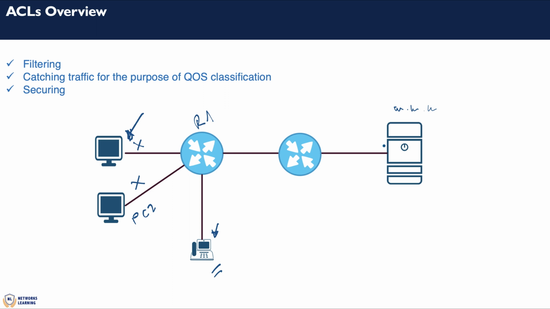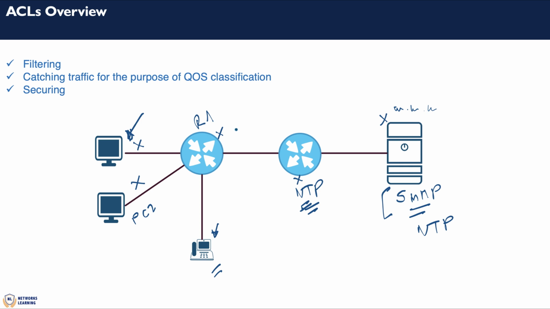Another way access lists can be used is for securing certain services. So say, for example, this is an SNMP polling server, or an NTP server. If I'm using NTP here, I would like to ensure that the IP address of this server is the only one that is permitted for synchronizing my Network Time Protocol. I also would like this SNMP server on router 1 to be the only one allowed to poll the R1 router and gather MIB data.